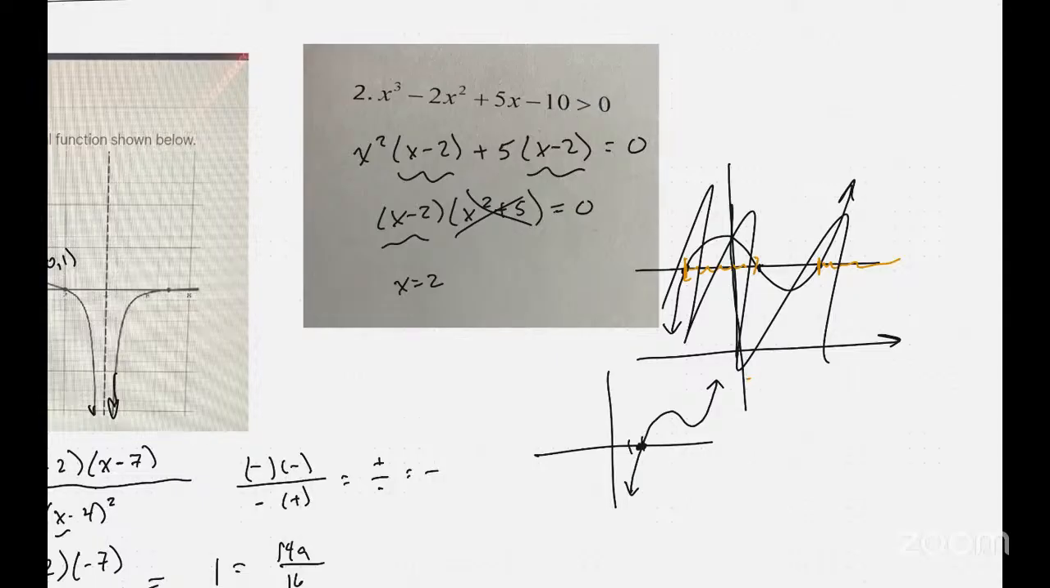And then check it just to make sure. Plug in 2, and when you plug in 2, you should get 0, right? Then plug in 3, and you should get a positive number. Plug in 0, and you can see you're going to get a negative number, -10. So that's not an answer. Plug in a large negative number, you'll see it'll still be negative. So that's how you do those.